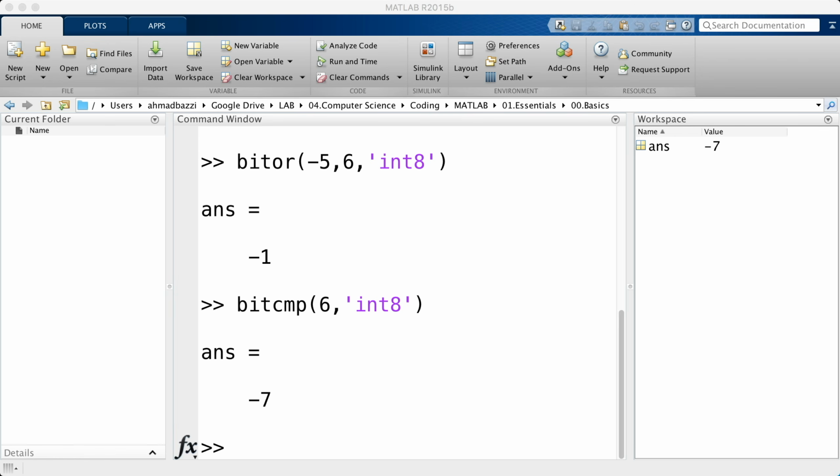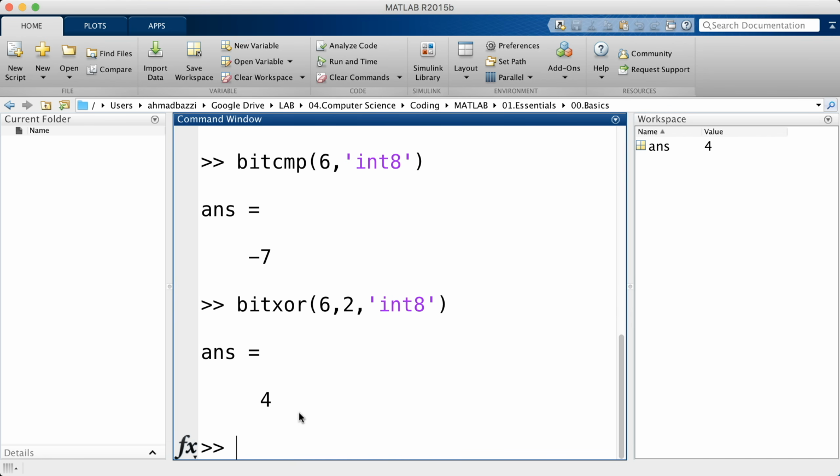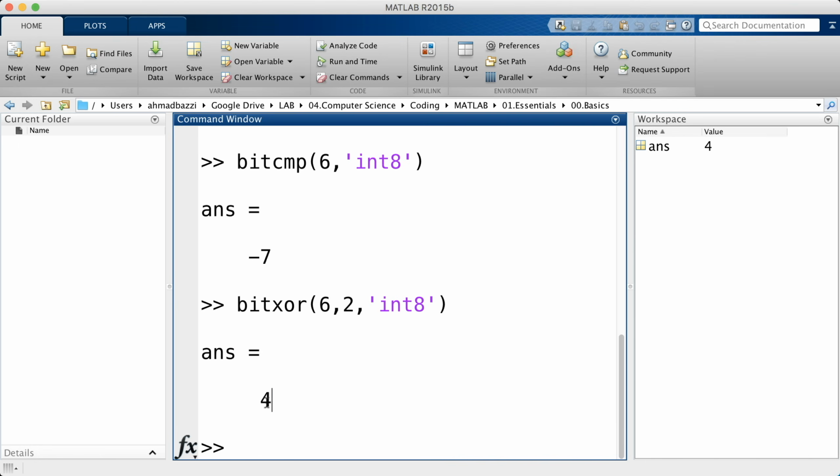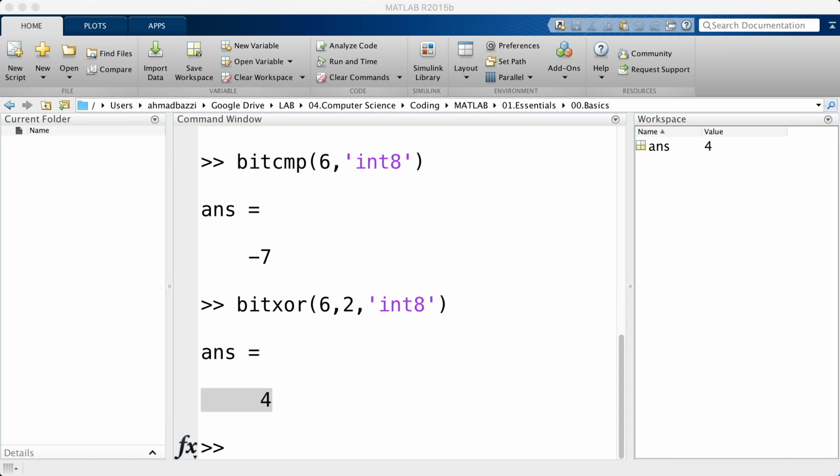You also have the bitwise XOR. You get a 4. You just do an XOR operation per bit. 6 and 2, again, 0, 0, 0, 0, 0, 1, 1, 0, and the 2 is an XOR. So remember, XOR returns 1 if only one of the inputs is true, else false. So this is false, this is false, this is true, this is false, and the rest is false. This is the equivalent of 2 power 2, which is 4. There you have it. Those are the most basic bitwise operations in MATLAB.